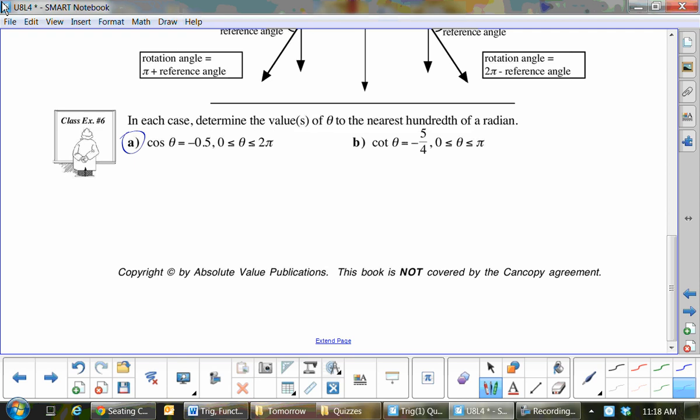Now, cos x equals -1/2. Now, do you see how I don't have to do step A? This is not a reference angle, okay? So first thing I'm going to do, step 1. Step 1, which quadrants am I in?